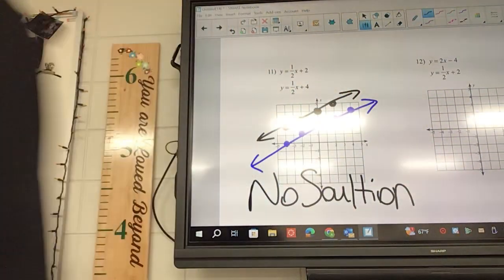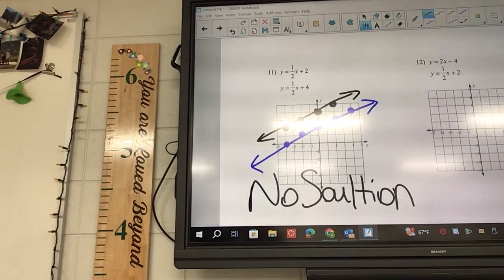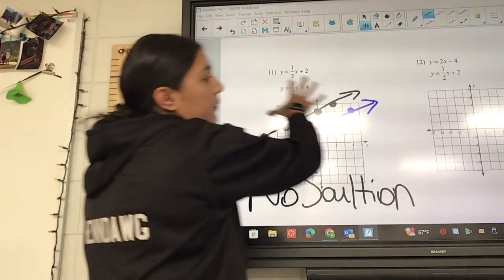I spelled solution wrong. It's supposed to be going that way. You're going up and over. They're both negative lines, so you should have gone from here, down 1 over 2 this way.